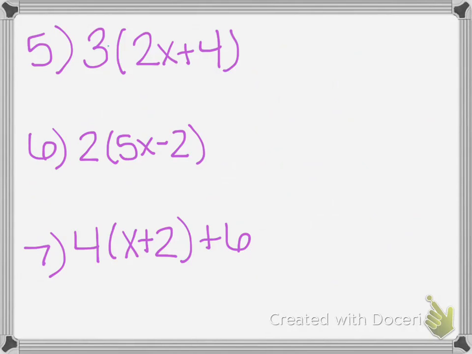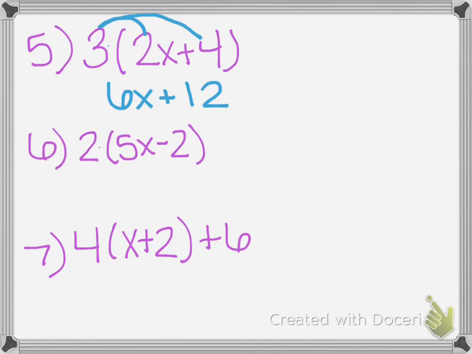And looking at number 5, if we want 3 groups of 2x plus 4, look at it individually. 3 groups of 2x. Well, the shortcut to figuring out what we would have with 3 groups of 2x is just to multiply 3 times 2, which is 6x. But we also want 3 groups of 4. So 3 groups of 4 is 3 times 4, or 12. 6x plus 12.